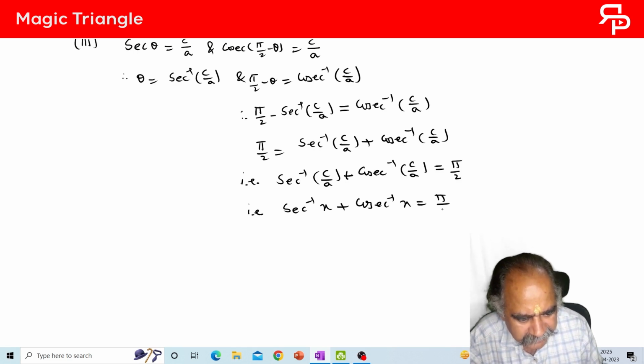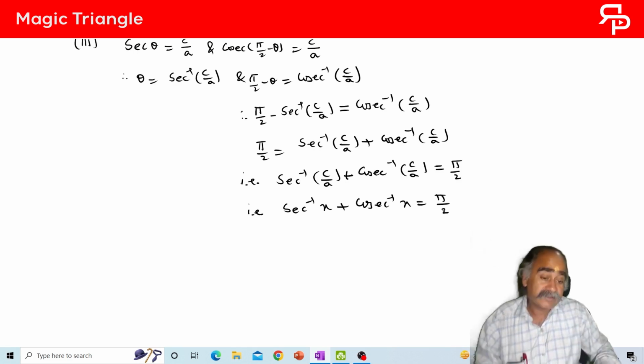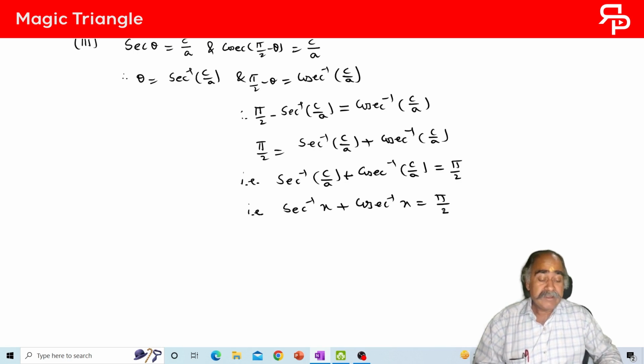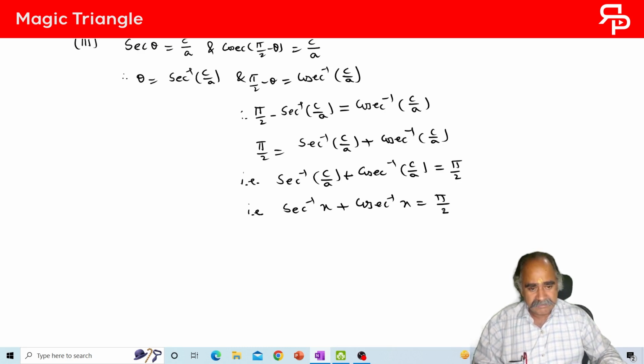So dear friends, dear students, you have observed that many formulae, and still many more formulae, can be derived from this small right angle triangle, which people call a right angle triangle, but I call it R.P. Singh's magic triangle. Many more identities we can derive.